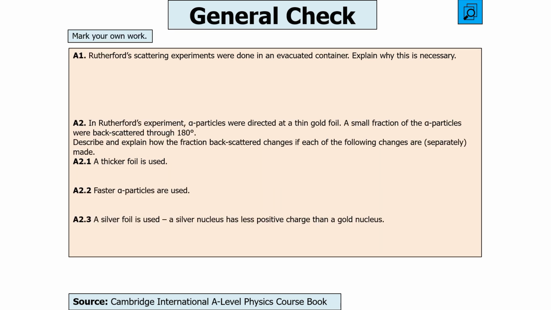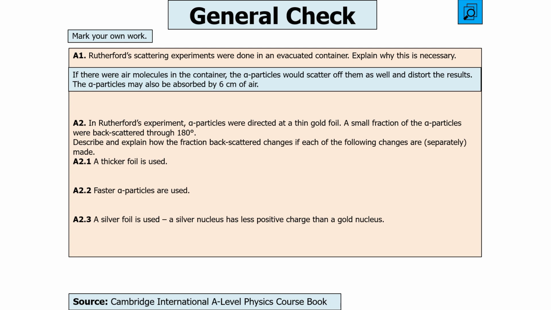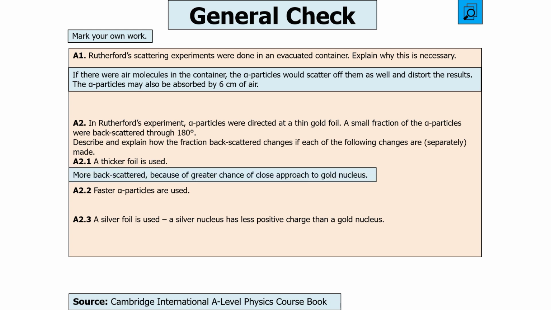Right, we needed to use an evacuated container as if there were air molecules in the container, the alpha particles would scatter off them and then distort the results, and the alpha particles could also be stopped by 6 centimeters of air. If a thicker foil was used, you get more backscattering because there's a greater chance of a closer approach to a gold nucleus, so therefore you get more reflecting backwards.